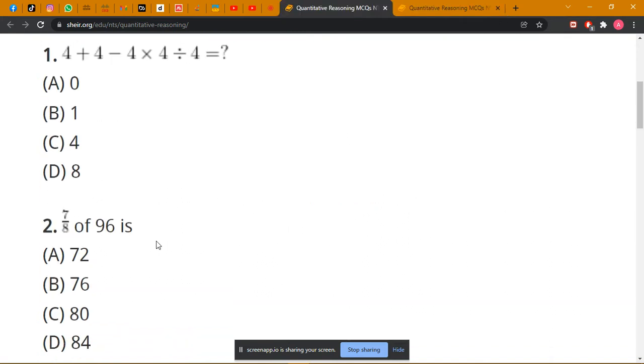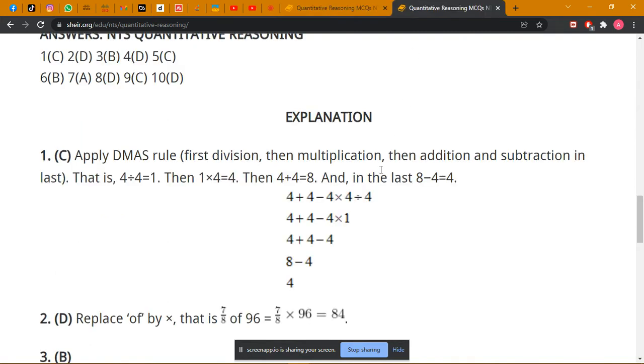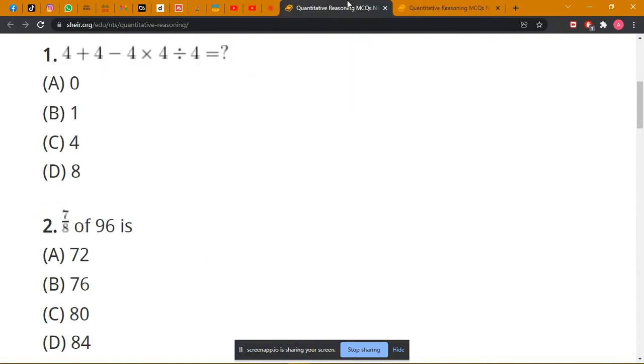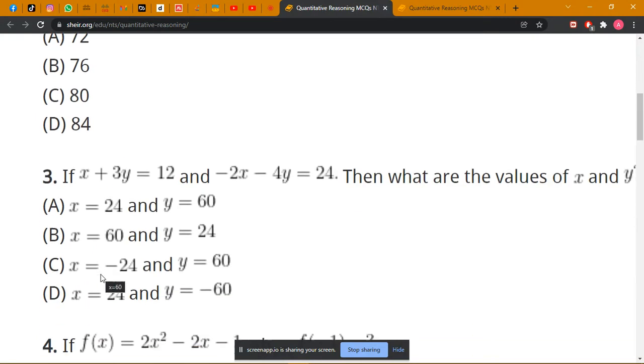7 by 8 of 96 is. So you have to convert the meaning of "of" into multiplication. In mathematics, "of" means multiplication. So to solve this question, you have to simply replace "of" by the multiply sign. 7 by 8 of 96 means 7 by 8 multiplied by 96. So the answer is 84. Move on to the next MCQ.